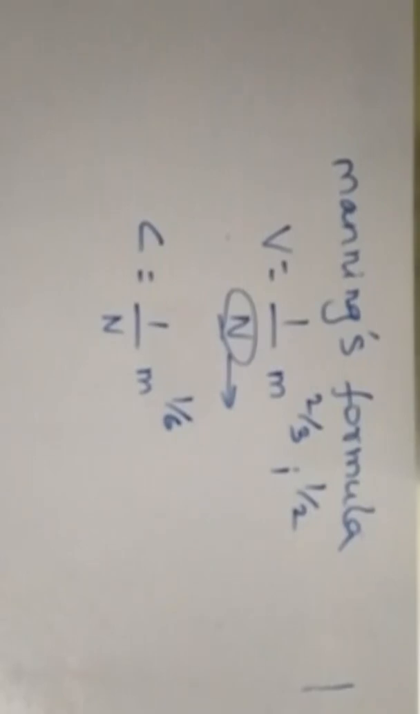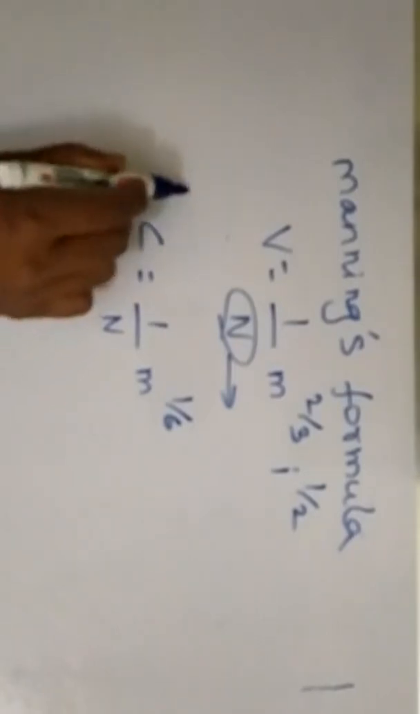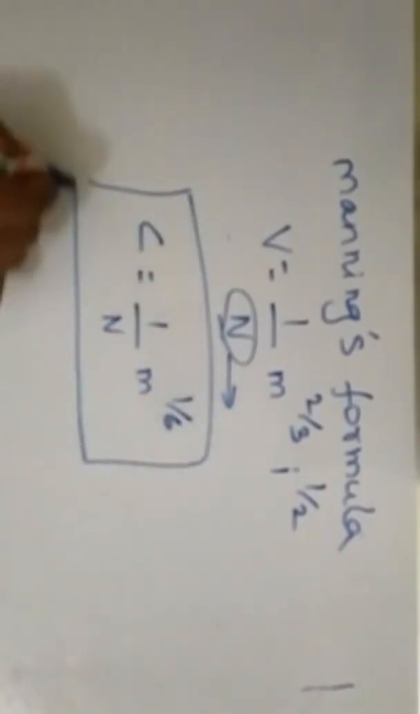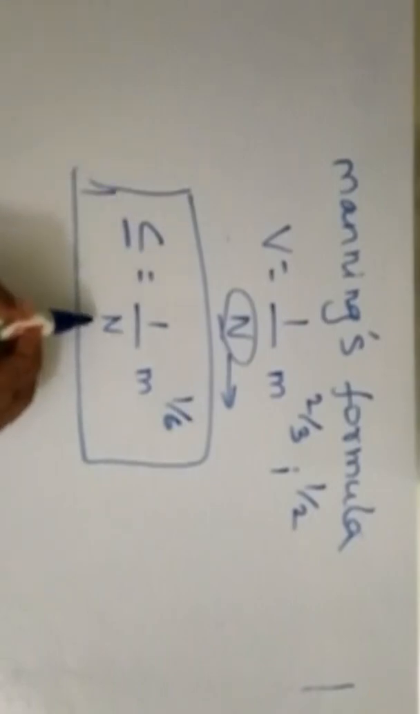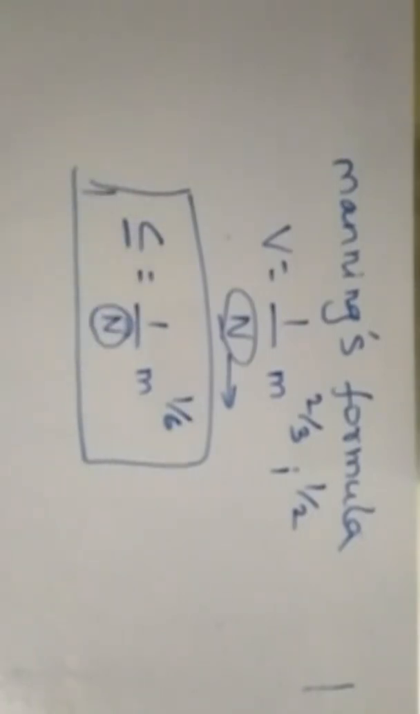If I equate both velocities, I will get the relationship between Chezy's constant C and Manning's coefficient capital N. This may also be asked in a 2-mark question: what's the relationship between Chezy's constant C and Manning's coefficient N? So try to understand the relationship between both Chezy's and Manning's formula.